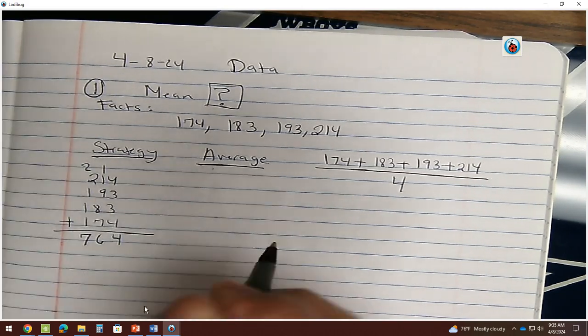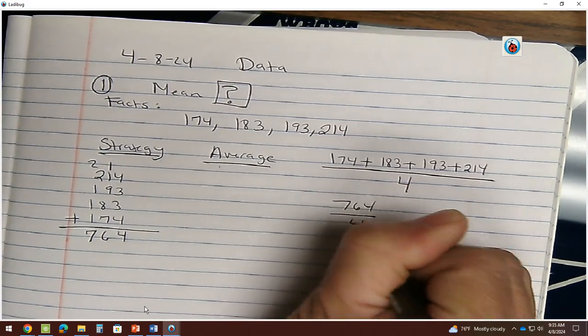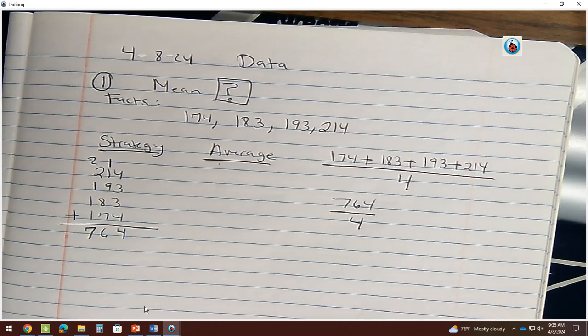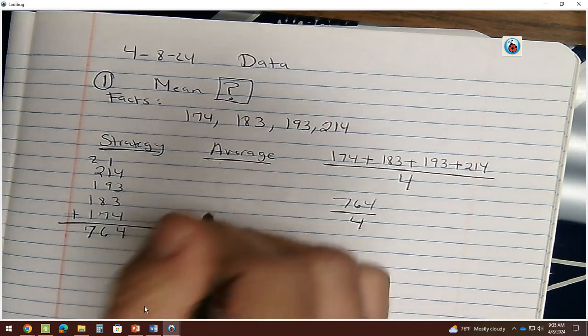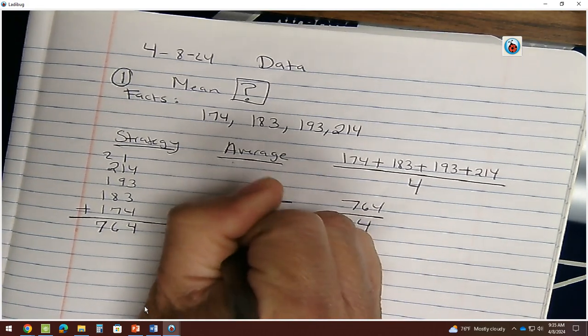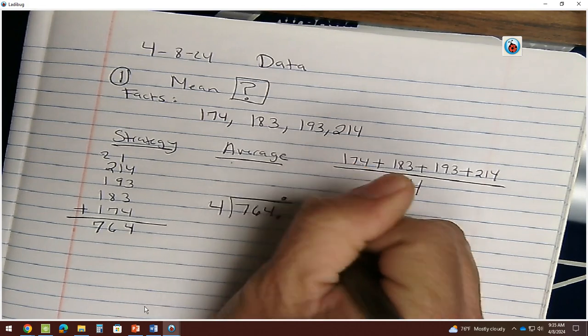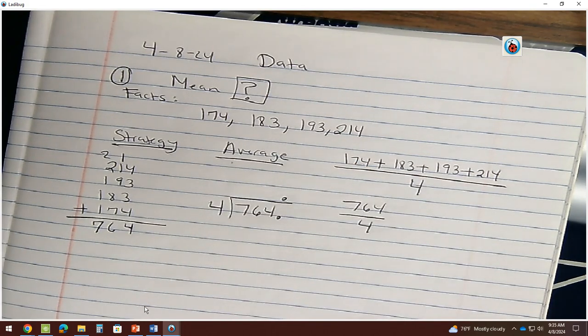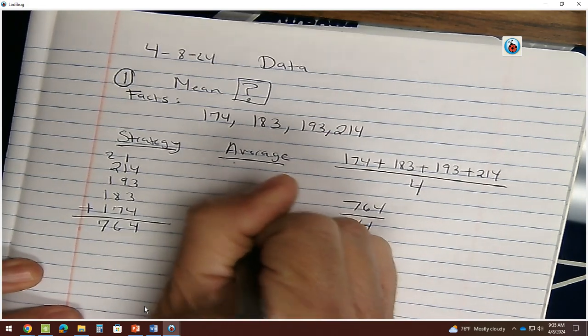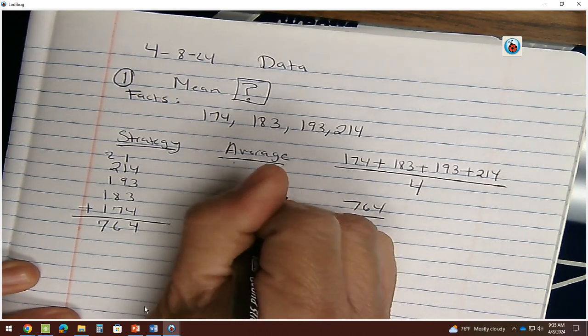So now I know that the top number just became 764 over 4. What do I do now? Bottom out. 764 divided by 4. Put your decimal point. Okay? And now, 7. Is that enough? Yes. Times what? 1.